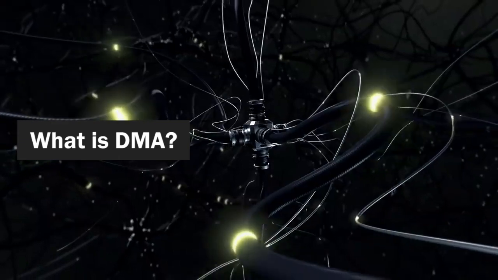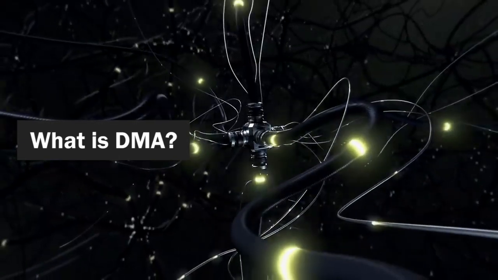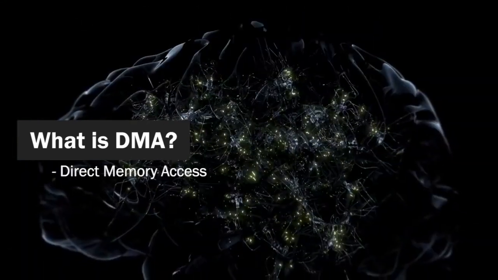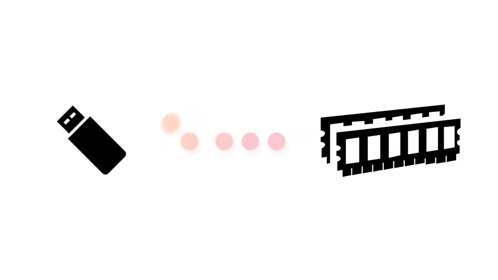Today I want to explain about DMA. So, what is DMA? DMA stands for Direct Memory Access. DMA is a method of transferring data. DMA is a feature of a computer system that allows certain hardware subsystems to access main system memory, or RAM.